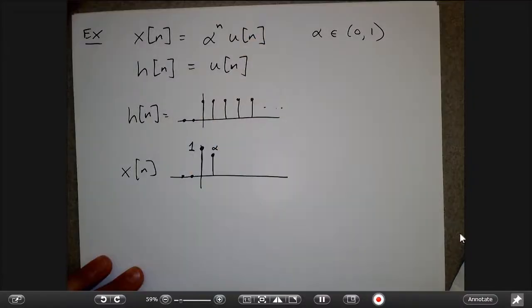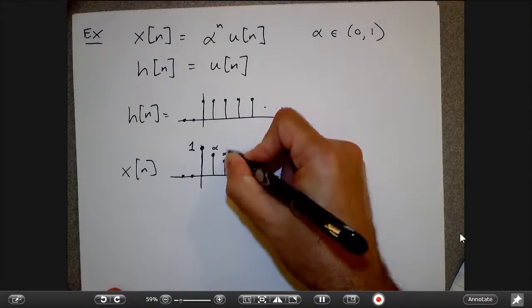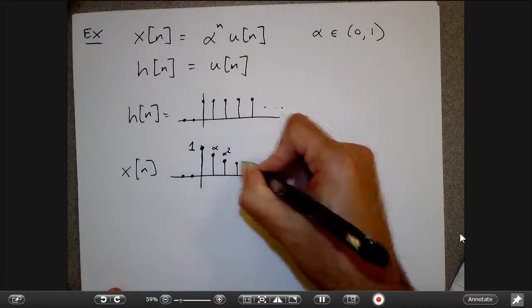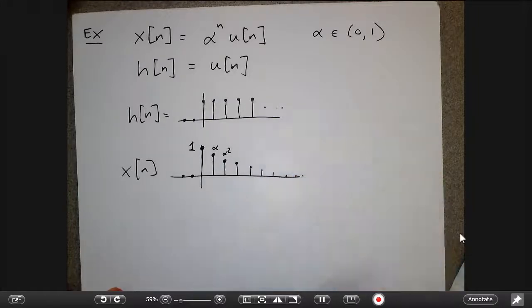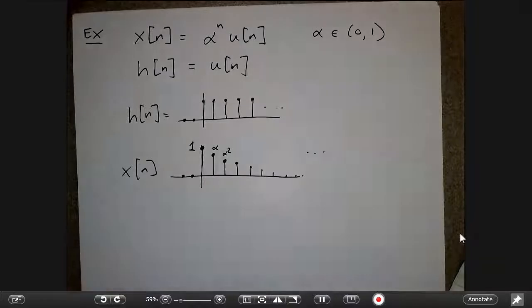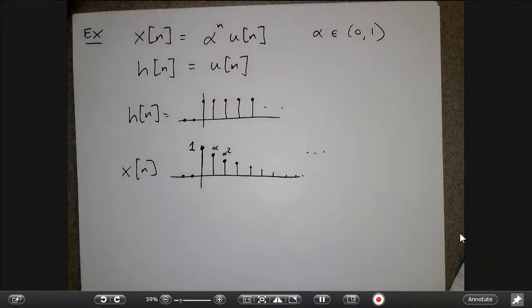At n equals 2, I'm going to get alpha squared. Again, since alpha is less than 1, I'm going to get a slightly smaller value. And so what I get is this exponentially decaying input signal. But this exponential decay goes on forever, right? For any value of n, no matter how large, I'm still going to get a little non-zero value of x. And so I'm forced to consider what happens for infinitely large values of n for y.